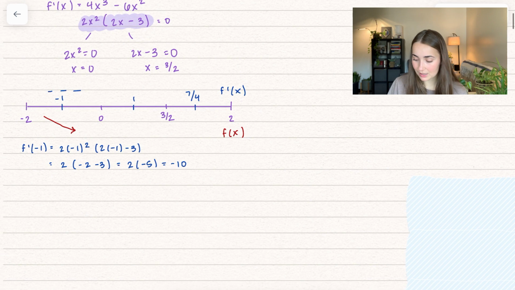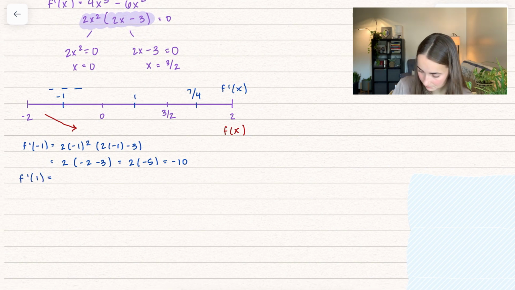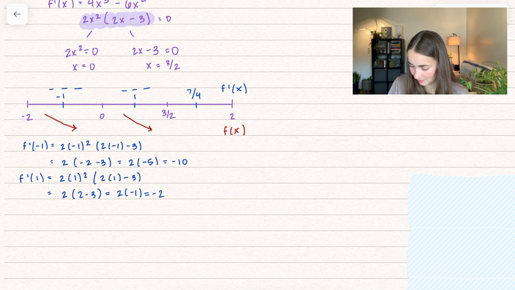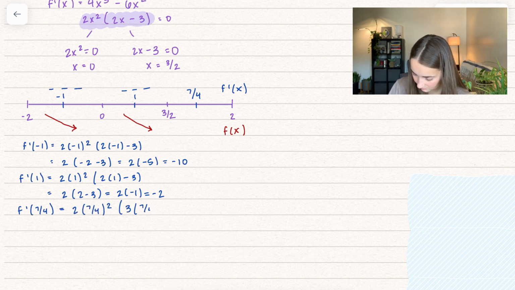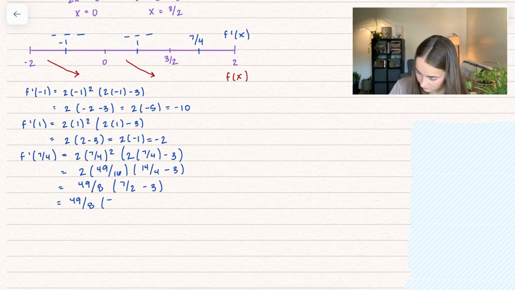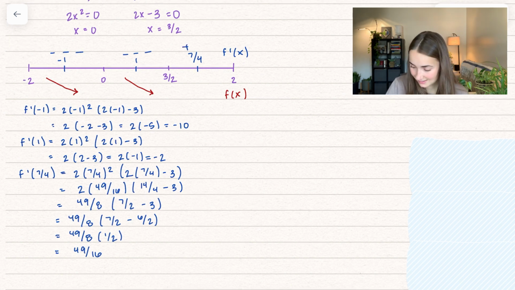So now I'm going to go ahead and plug those into my other values. Here I have another negative value, so this interval is going to be negative, which means my function is going to be decreasing. Okay, we have one more. Okay, so I got a positive value here, positive, positive, positive, and so that means my function will be increasing.